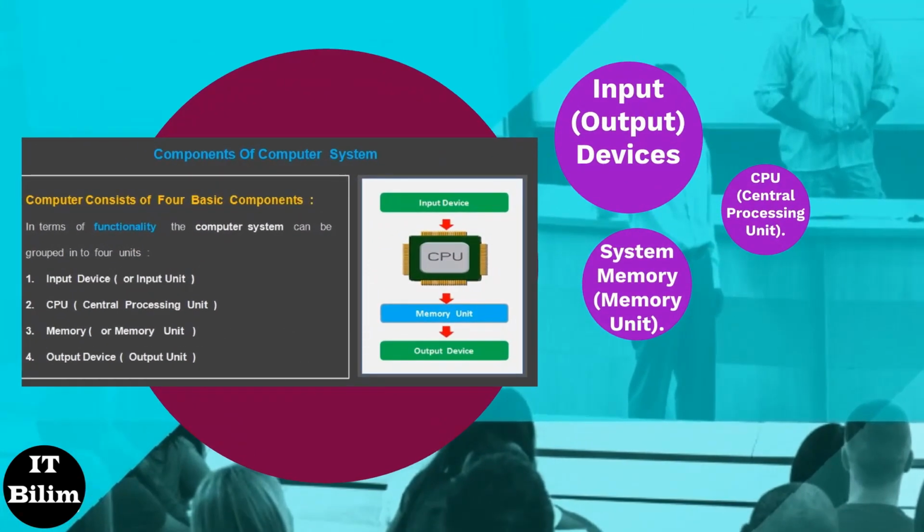Components of computer system. In terms of functionality, the computer system can be grouped into 4 units. The computer system components are: 1. Input devices, the input unit. 2. CPU, the central processing unit. 3. System memory, the memory unit. 4. Output devices, the output unit. Input and output devices.